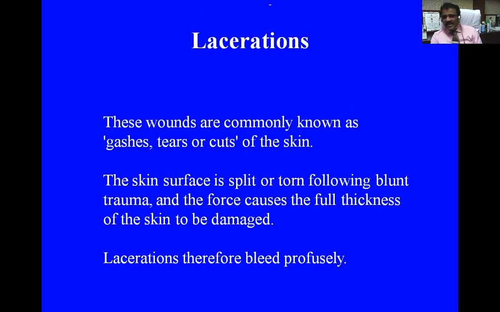These wounds are commonly known as gashes or tears or cuts of the skin. The skin surface is split or torn following blunt trauma, and the force causes the full thickness of the skin to be damaged. Lacerations therefore also bleed profusely.